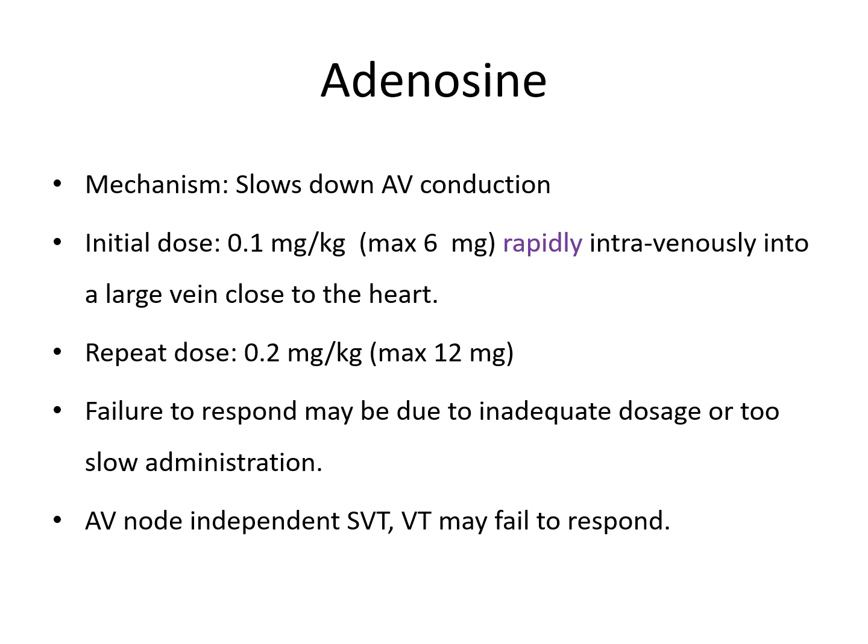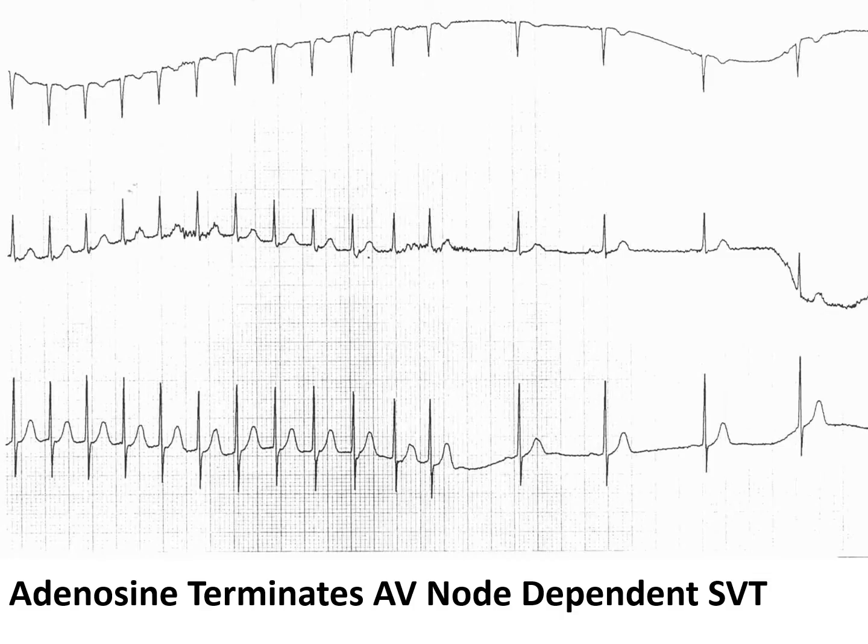Other important differentials to be kept in mind are an AV node independent SVT or a VT. We can see this ECG strip, and prior to administration of adenosine, a fast rhythm with a narrow QRS complex is present. We diagnose SVT and administer adenosine, and the rhythm has beautifully resolved and it has become a sinus rhythm again.